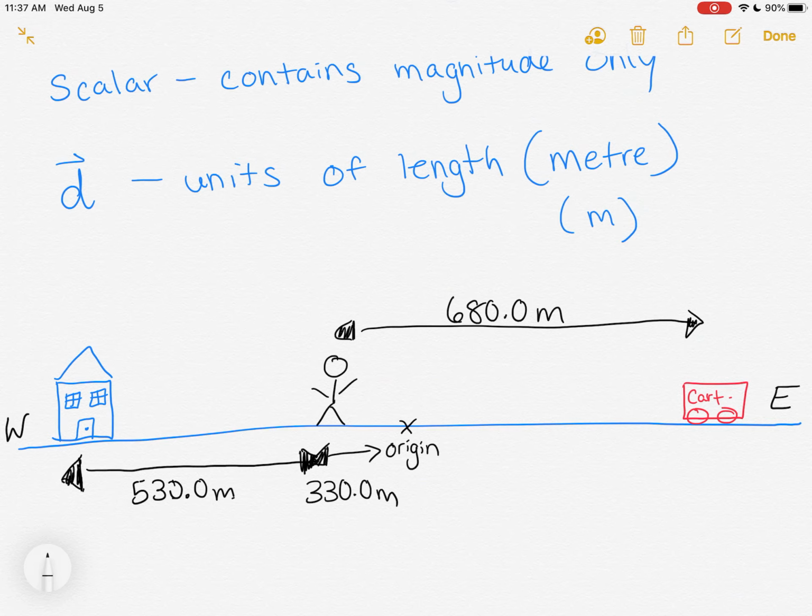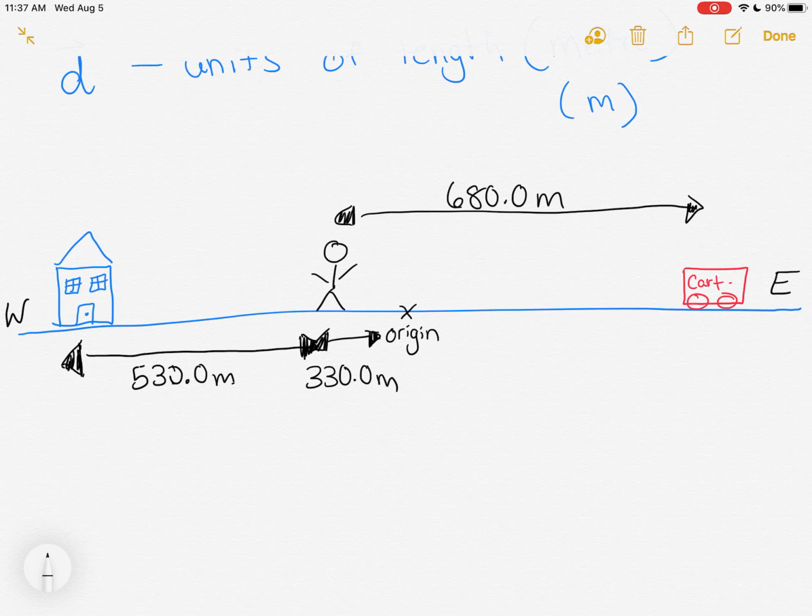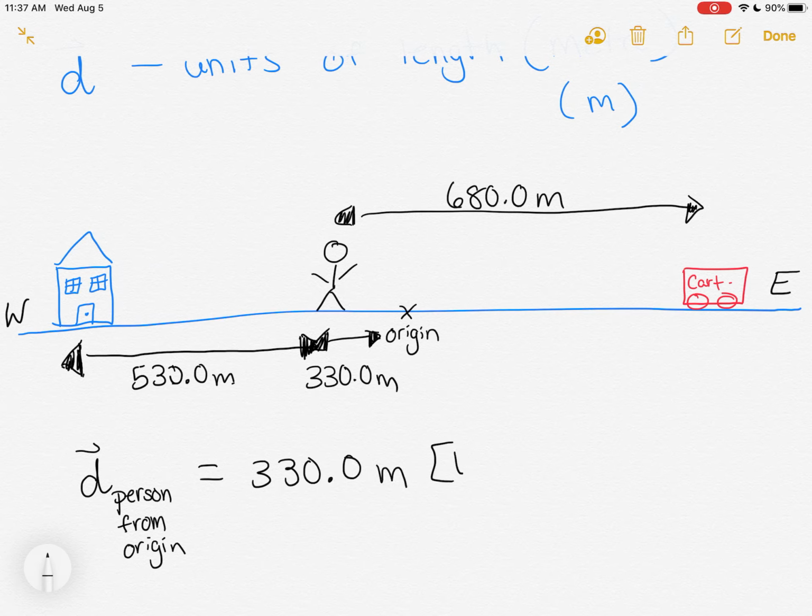But we've got all of our labels in here. Okay, so the first thing that I want us to pull from this diagram is what's the position of the person from the origin. So we need to denote how far away the person is from the origin. And remember that position has to involve a direction. Okay, so my person is 330.0 meters to the west of the origin.